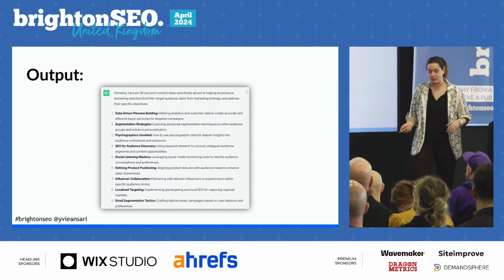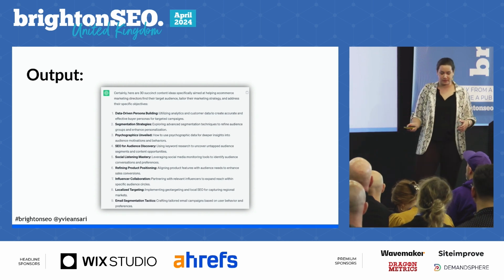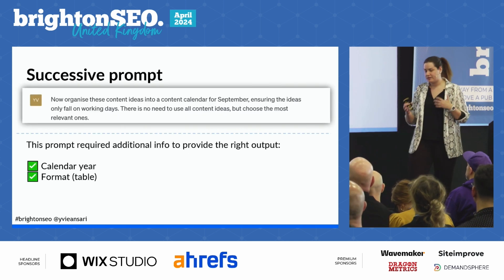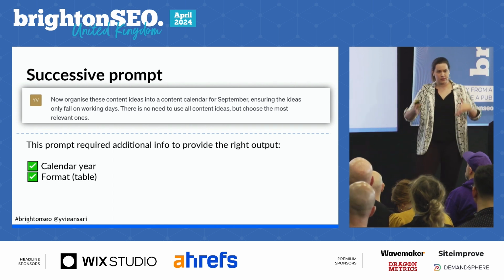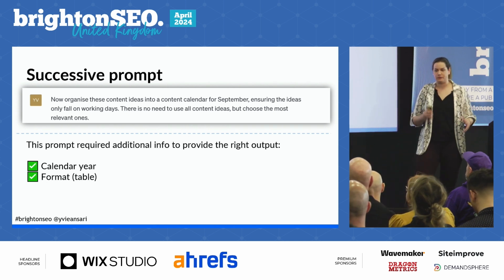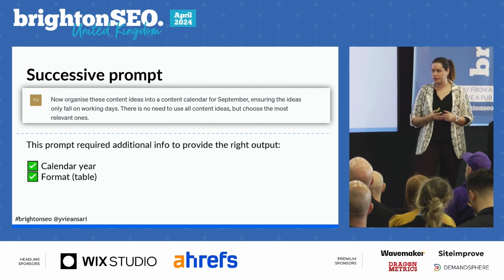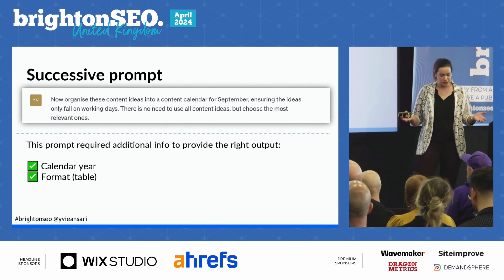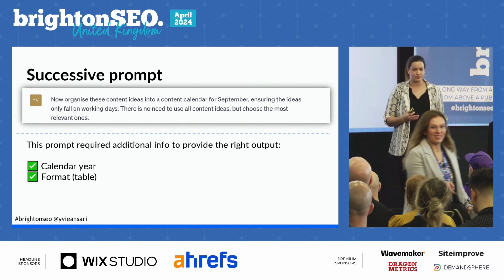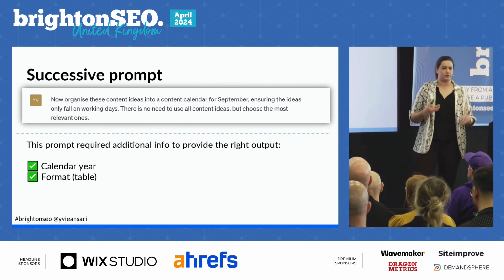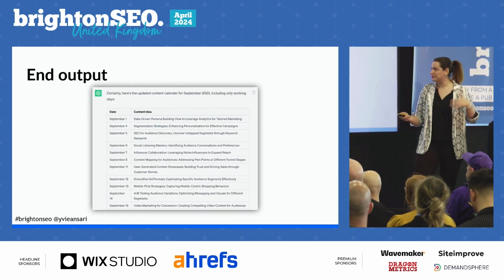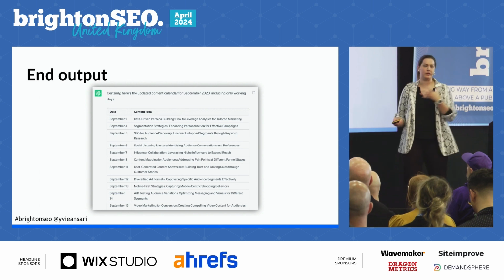Now, you're going to notice that when you're doing prompts, you're going to have to do a bit of successive prompting because this is not exactly what I wanted. So I went in and said, now actually, can you organize this into a table to help me build this into a content calendar? Unfortunately, it decided it didn't want to work with the correct calendar year. So I had to do another bit of successive prompting to tell it, do it for this calendar year, do it in a table format, and then it came back with what I actually wanted.